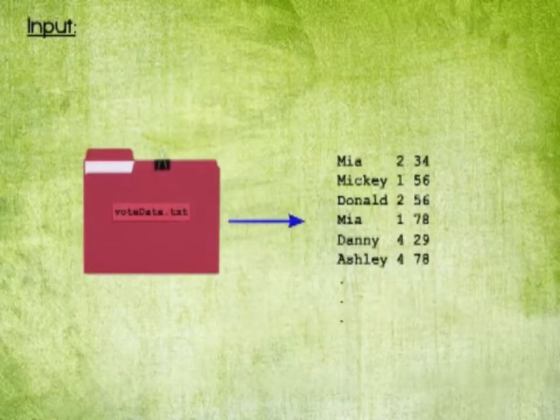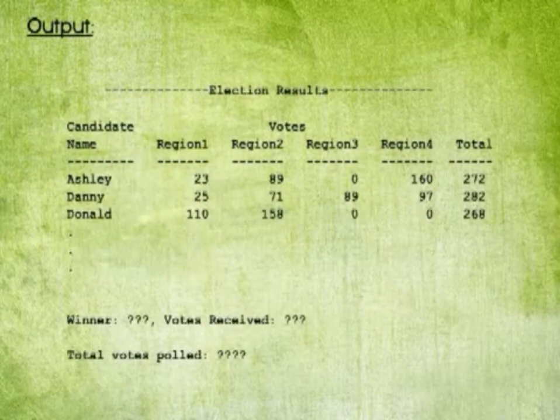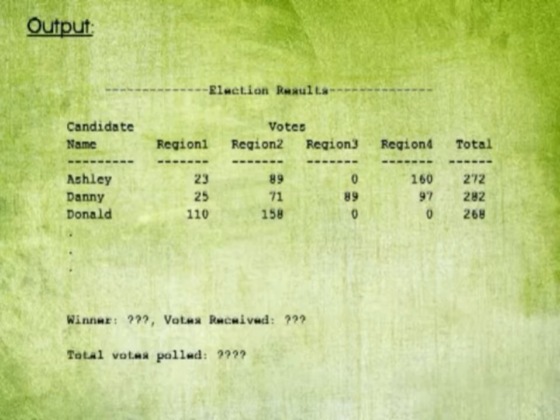A sample input from votedata.txt looks like this. The first line indicates that Mia received 34 votes from Region 2. The committee wants the output in this tabular form, with the names of the candidates in alphabetical order. The output must also display the winner of the election. For this program, we assume that 6 candidates are running, but this program can be modified to accommodate any number of candidates.